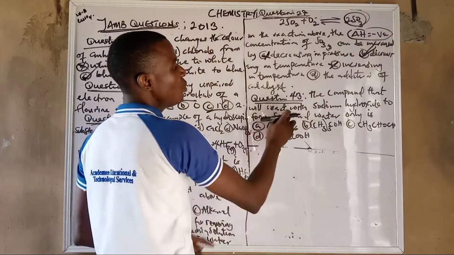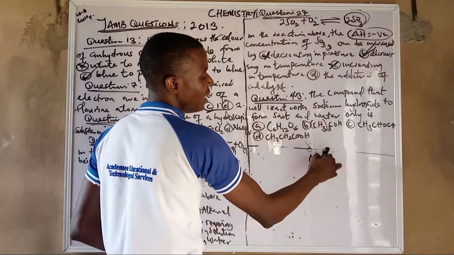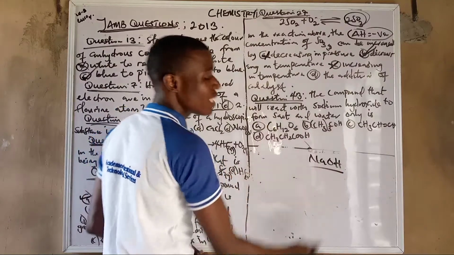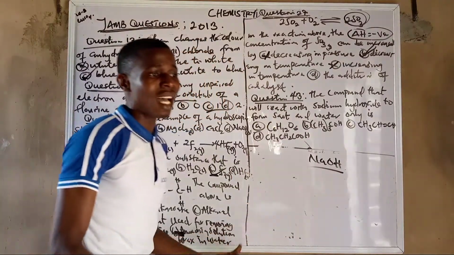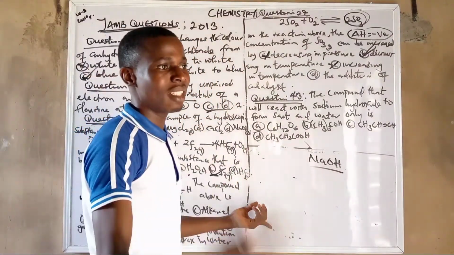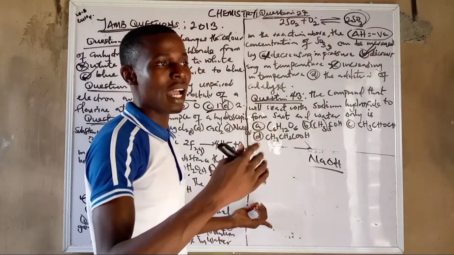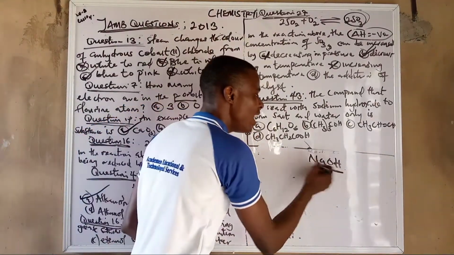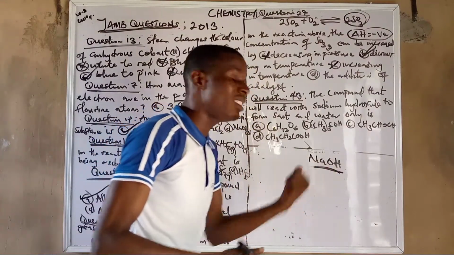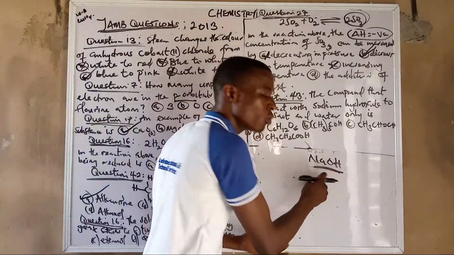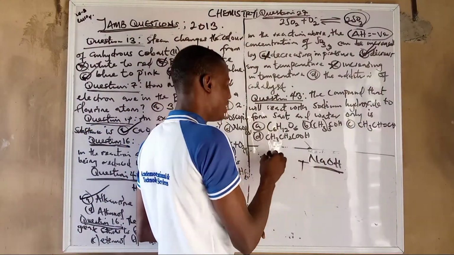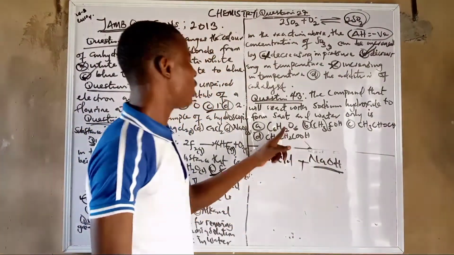Moving to the next question, question 43. The compound that will react with sodium hydroxide, a typical base, to form salt and water. They are asking a question under neutralization. Neutralization is the process by which an acid reacts with a base to form salt and water. You are given a base, and the substance that will react with it to give salt and water must be an acid.